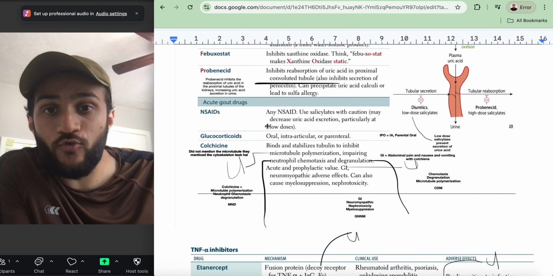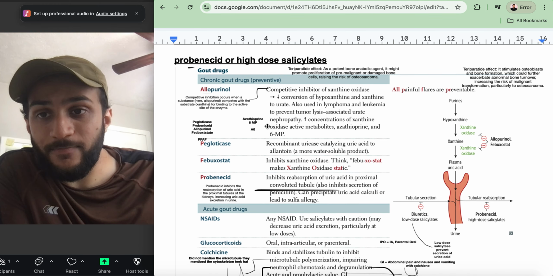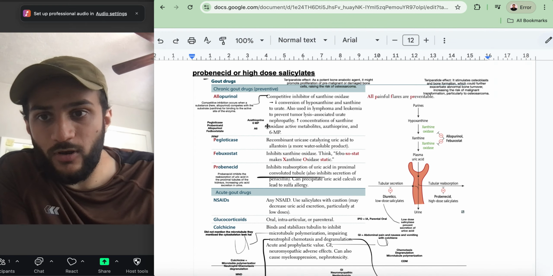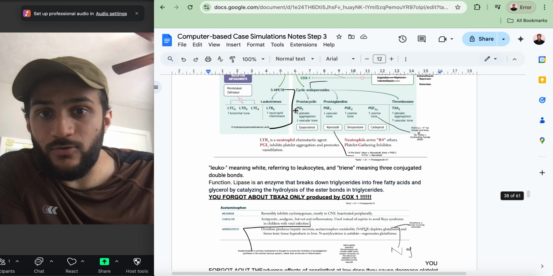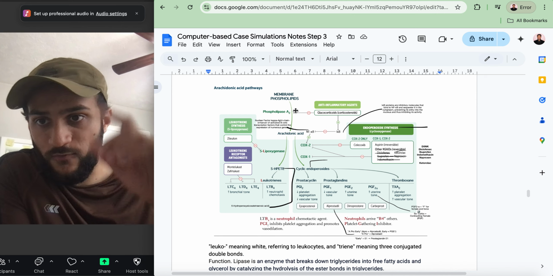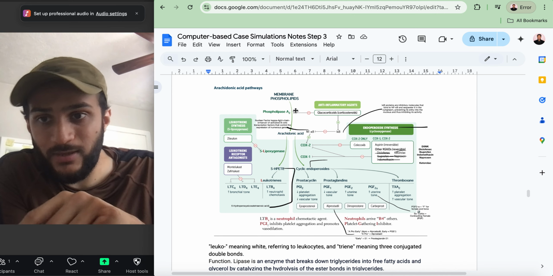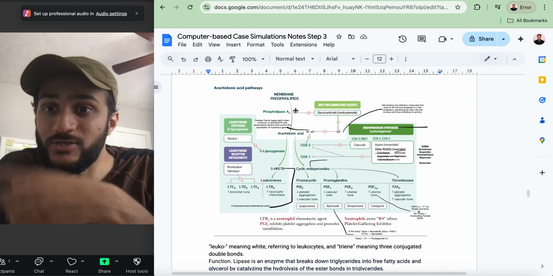So gout drugs, guys, I'm going to make a new video on gout drugs because it's getting a bit long here. I'm just going to recap over here. Essentially, guys, you want to know glucocorticoid has 2 functions: it inhibits phospholipase A2, and it activates IκB, which inhibits NF-κB.